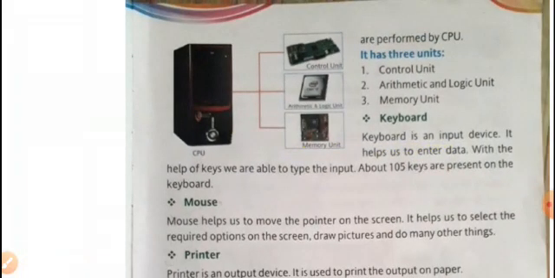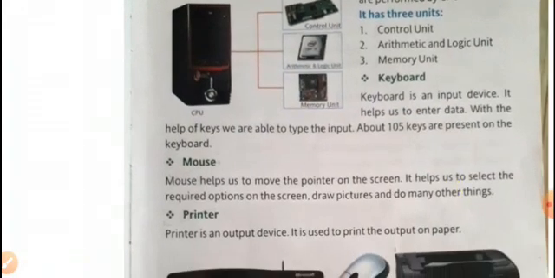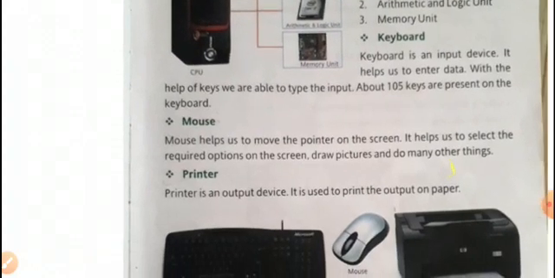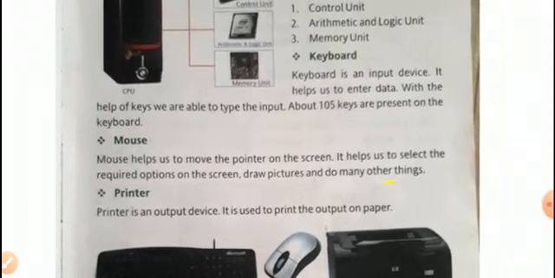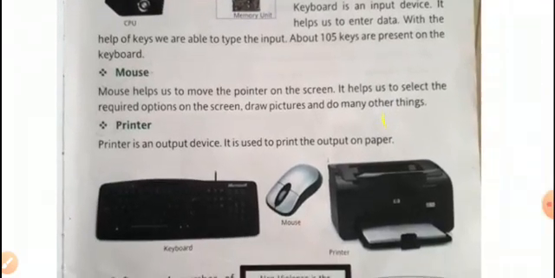Then followed by this, keyboard. Keyboard is an input device and it helps us to enter data. With the help of keys, we are able to type the input. About 105 keys are present on the keyboard. Here we can see the keyboard. It is a set of keys organized in a particular arrangement.